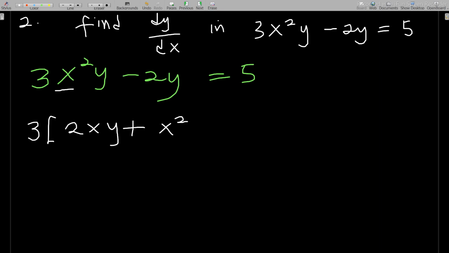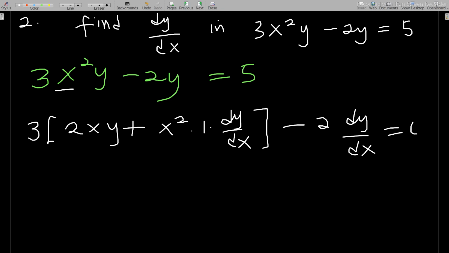When you differentiate y with respect to y, you get just 1, times dy dx attached to it. So whenever you're differentiating y, you have to attach a dy dx. That will be the differential for the first part. Then minus 2 times the differential of y, which is dy dx, equals 0. The differential of 5 is 0. So I have to get 3 times that. I'll have 6xy plus 3x squared.